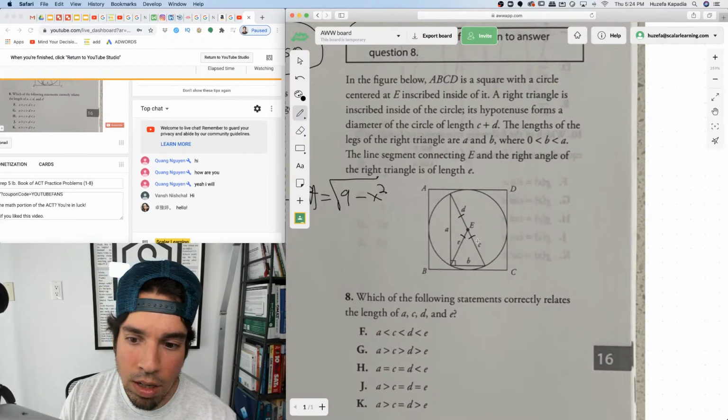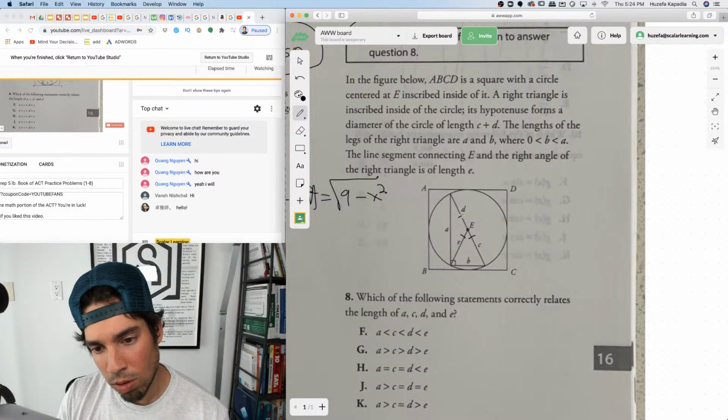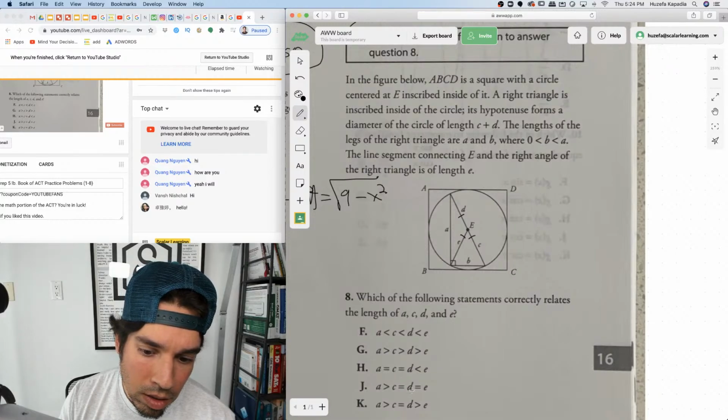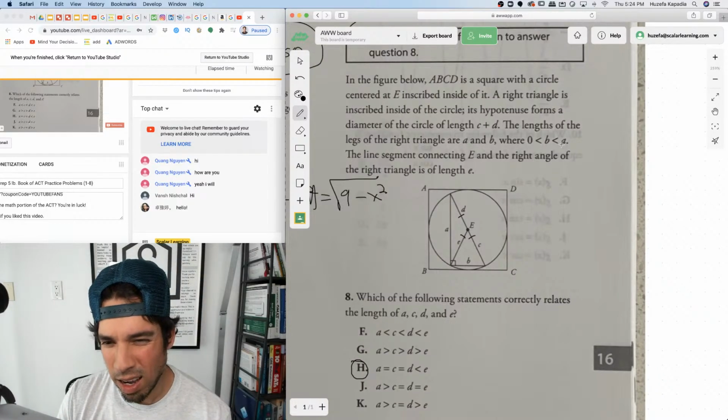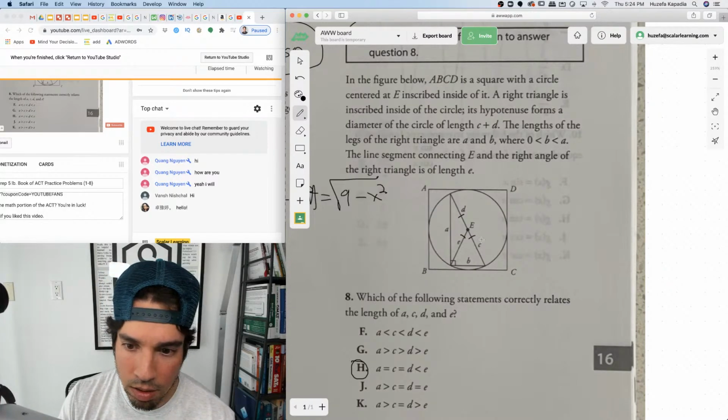So C, E, and D are equal because they're all radii. C, D, and E are equal. This is the only one that says C, D, and E are equal. And I can see that A is bigger than all of them. And I think it said A is bigger than B.